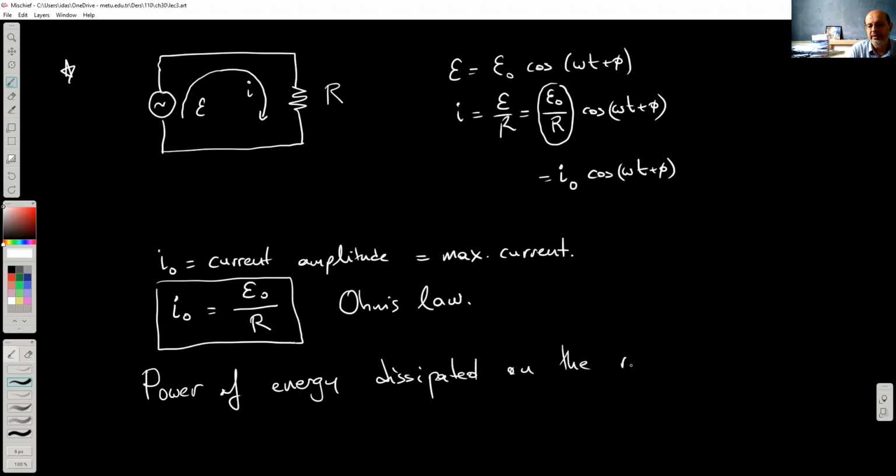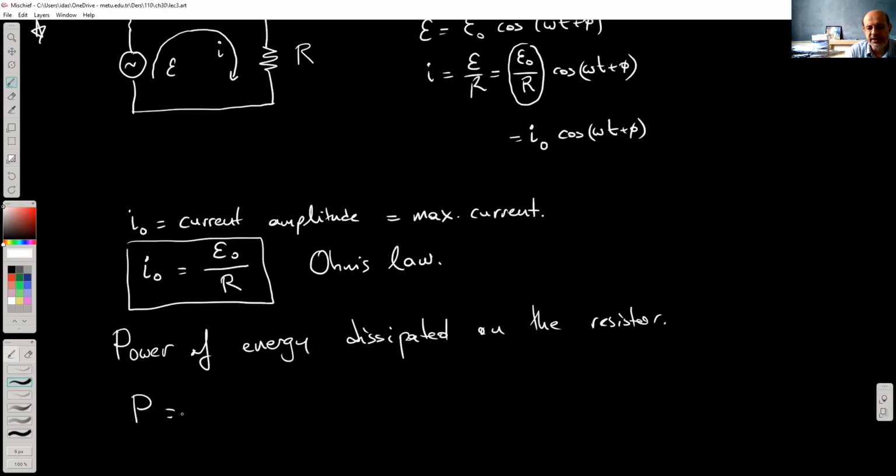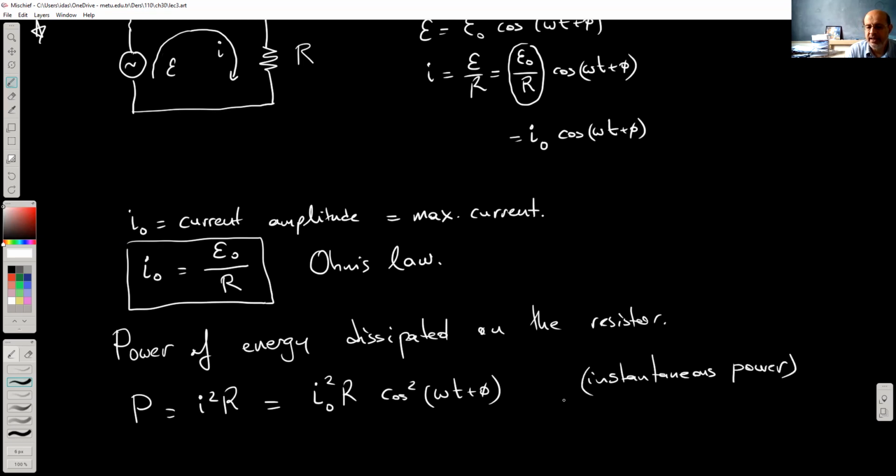This is basically the instantaneous power. It is I squared times R. So therefore, this is I0 squared times R times cosine squared of omega t plus phi. So this is basically instantaneous power. And you can see that the amount of energy dissipated depends on time. So at certain times, this is 0, and at certain times, it's maximum. So the power is not constant.